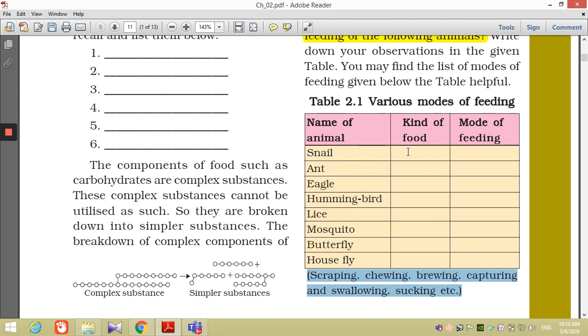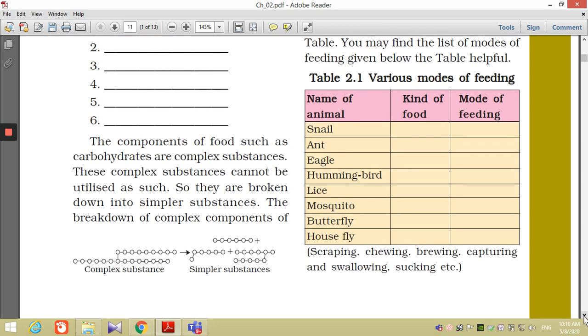So snails, what kind of food do they eat, and mode of feeding, how do they eat them? Snails, suppose, eat small leaves and leaf particles, etc. Mode of feeding, how do they eat? So this you have to fill up and write in your copy.